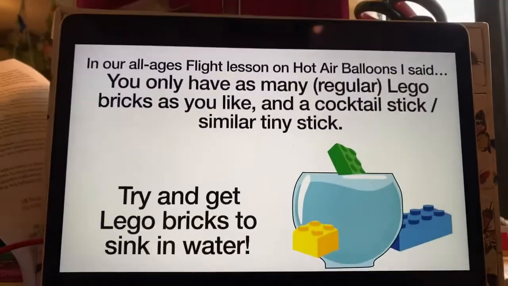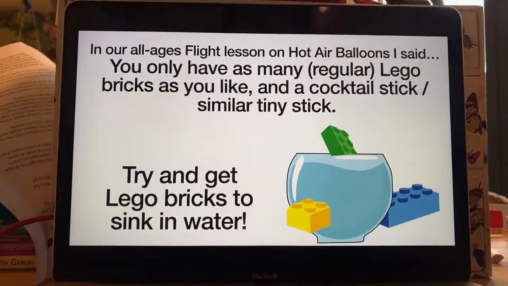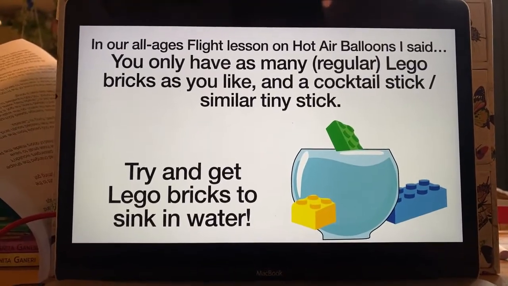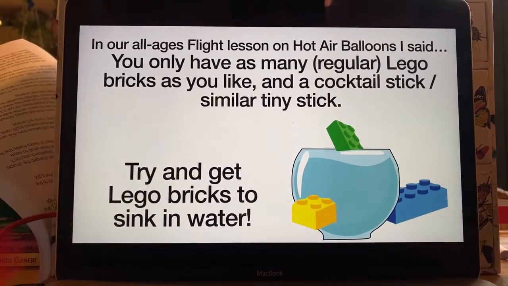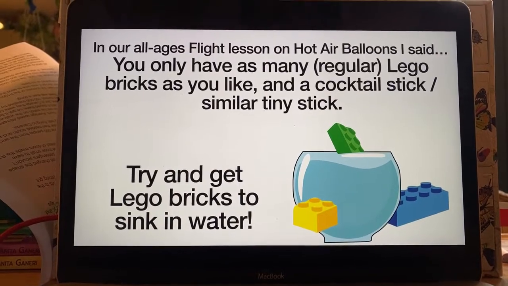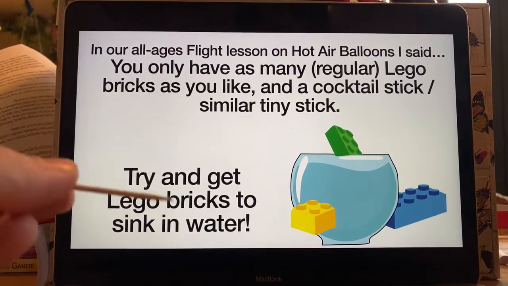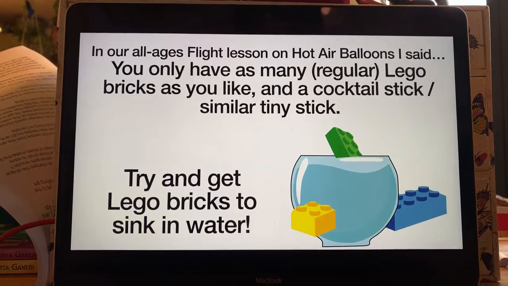So what you've got to do is, if you've got a bowl of water and a Lego brick or a few Lego bricks, your challenge is, you've only got as many regular Lego bricks as you like, no bits with metal attached or anything like that, and a cocktail stick or similar tiny little stick. Can you try and get your Lego bricks to sink in water?